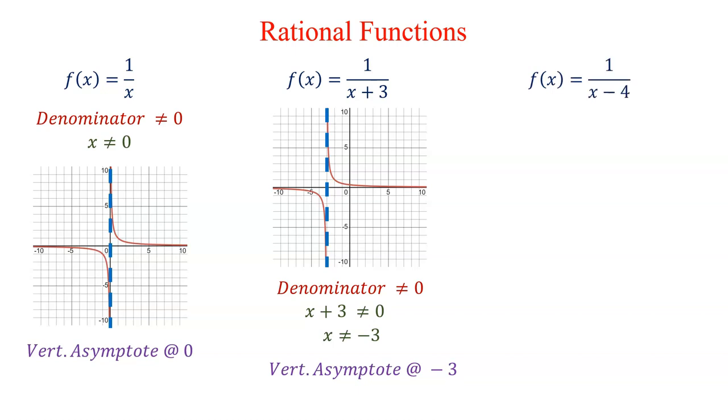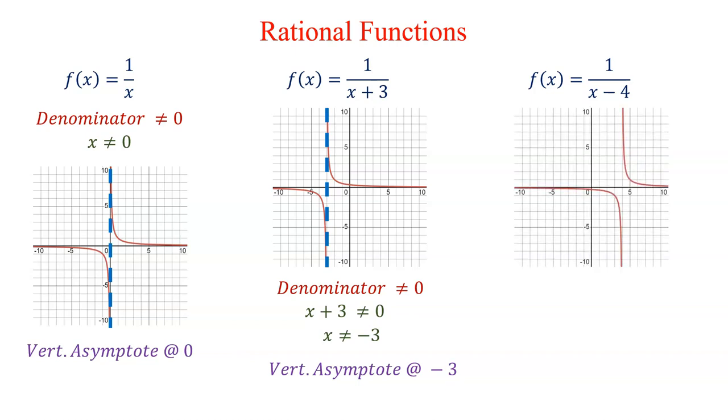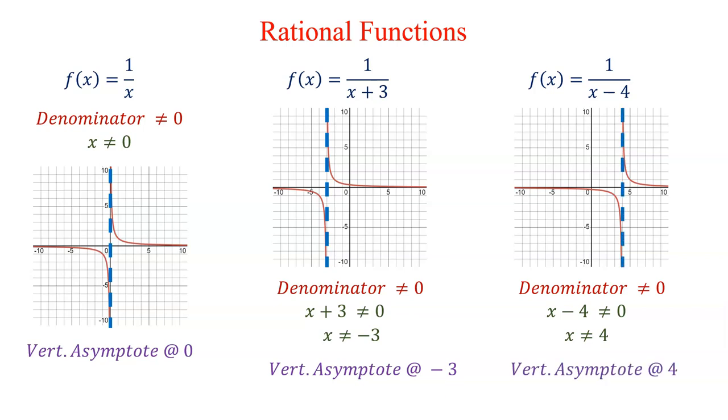One more example, f of x equals 1 over x minus 4. We should expect the entire parent to move 4 to the right. When we graph it, it does move 4 to the right. But the premise is the denominator cannot equal 0. x minus 4 cannot equal 0. If we solve for x by adding 4 on both sides, x cannot equal 4. And as we can see, at that 4, there's a vertical asymptote.